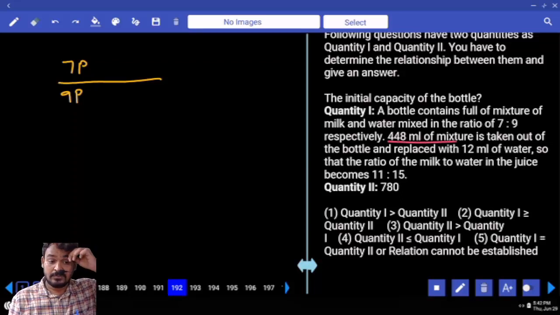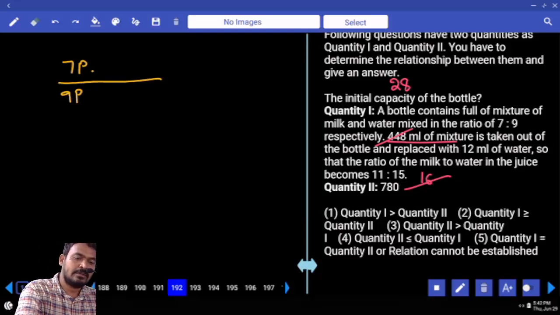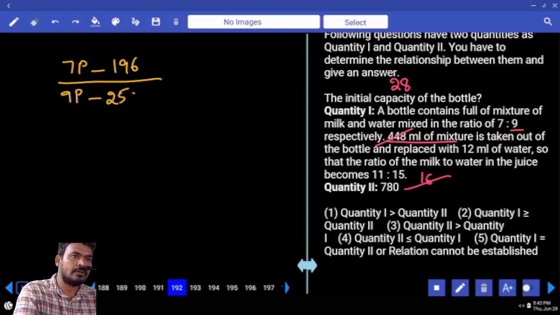In that 16 parts, how much value is taken? 448. First 448 is divided by 16. 16 how many times? 2 times, again 8 times. Every one part is 28. What are the 7 parts value? 7 into 28, that will be 196. Again 9 parts, 9 into 28: 180 plus 72, 252.